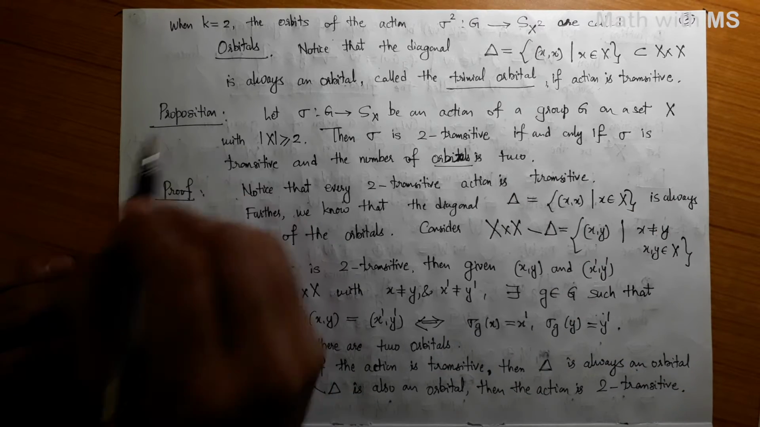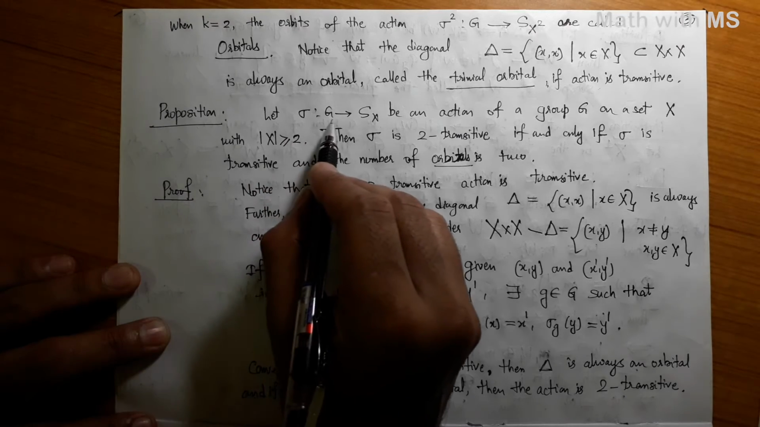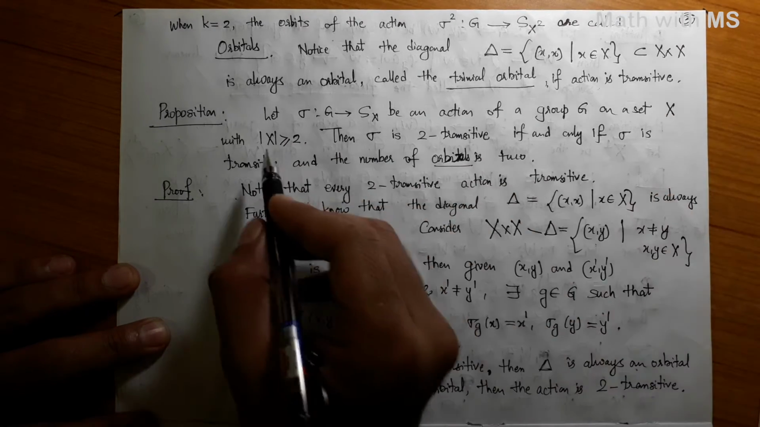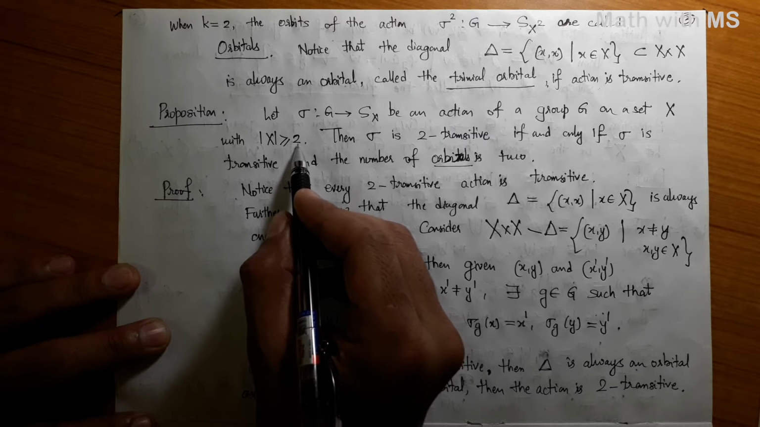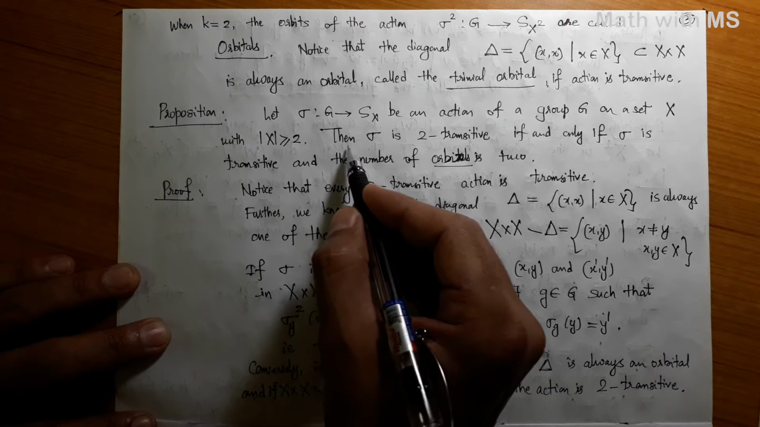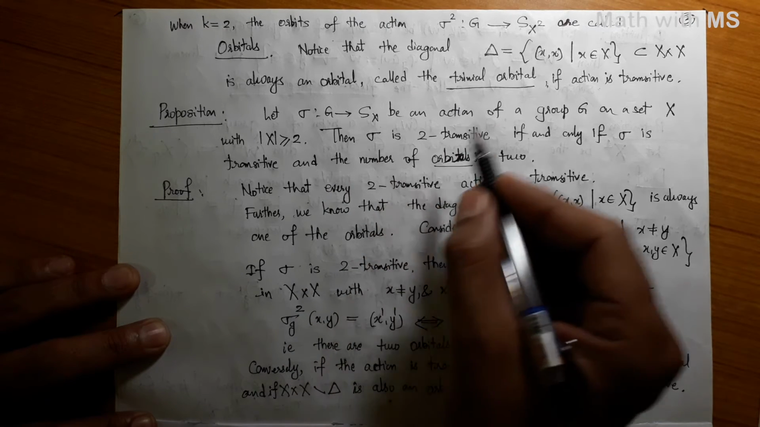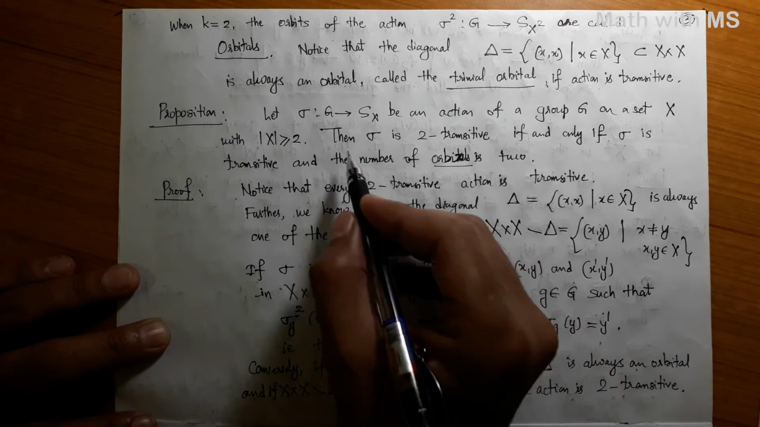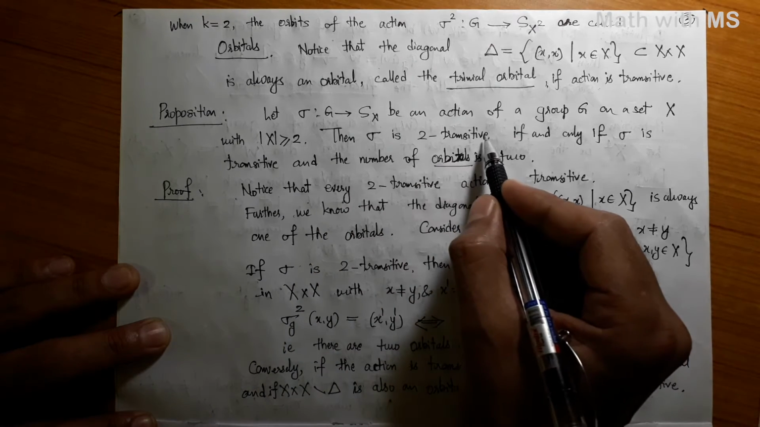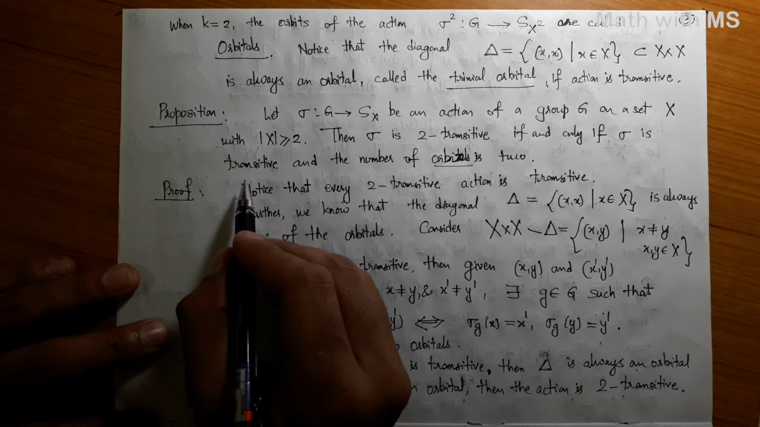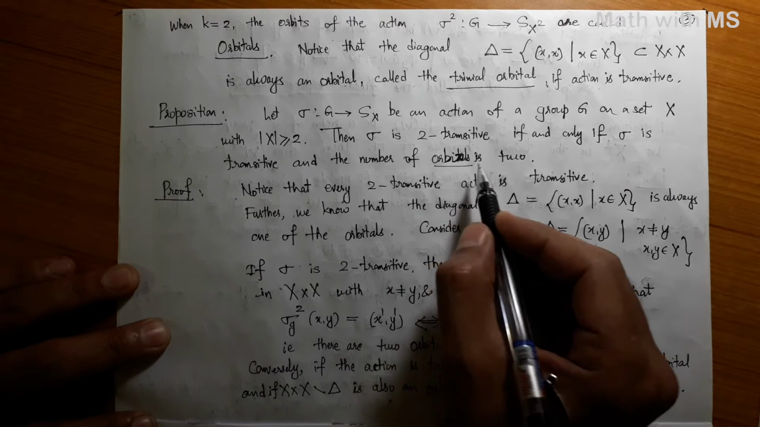So we can now prove this proposition. Let sigma from G to Sx be an action of a group G on a set X such that the cardinality is bigger than or equal to 2, which we assume just to avoid triviality. Then there is this nice criterion for true transitivity of the action in terms of orbitals. It says that sigma is true transitive if and only if sigma is transitive and the number of orbitals is 2.